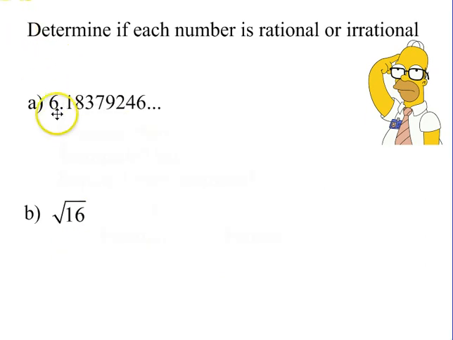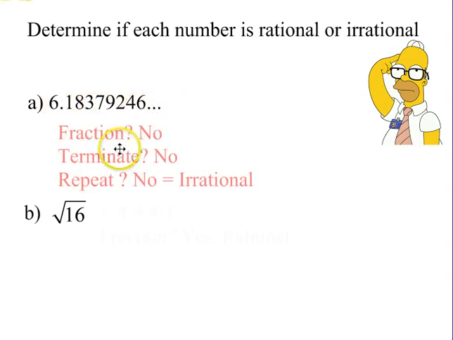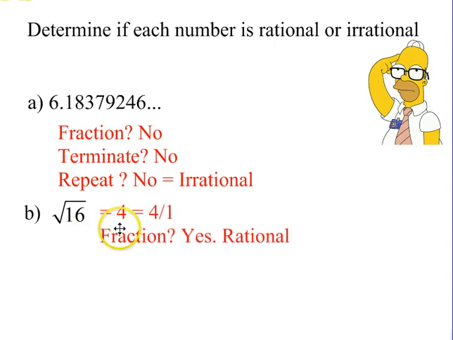Let's take a look at this one. 6.1837946... Okay. Is it already a fraction? Nope. Does it terminate? Nope. Does it repeat? Not in any kind of pattern, so it's irrational. How about this one? The square root of 16. Well, it's important for you to know that the square root of 16 is 4, and 4 can be written as 4 over 1. So is it a fraction? Yes, it's rational.